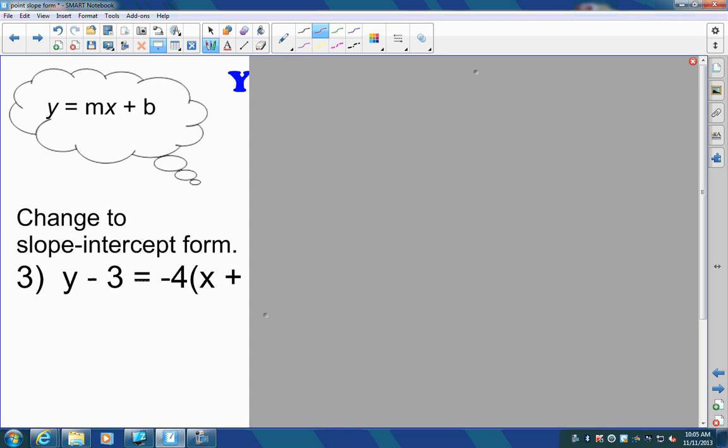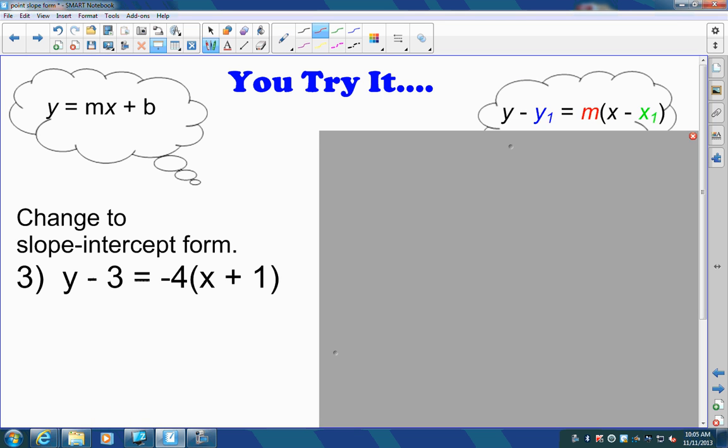Let's go back here. First thing. So on that number 3 right there, would you please change that into slope-intercept form, just like what we just did on the last two? Do that now, please.